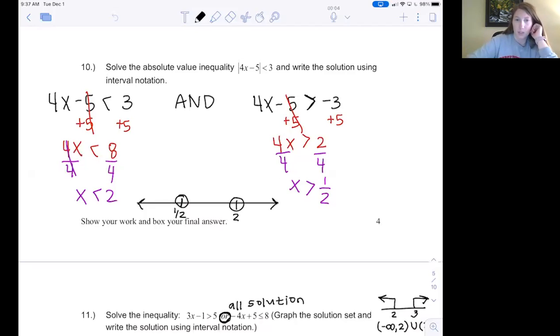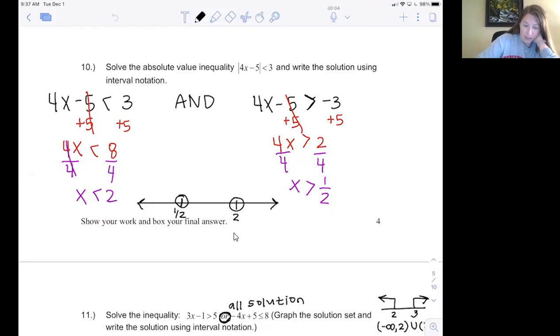Okay. We're going to try this. I don't know at what point the other video cut out, but I've shown all the work. Hopefully you can see these two answers that I got and why. X is greater than 1/2 and X is less than 2.